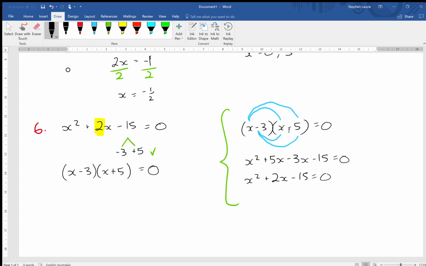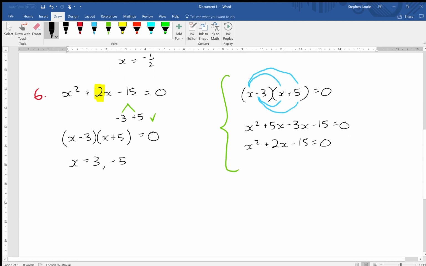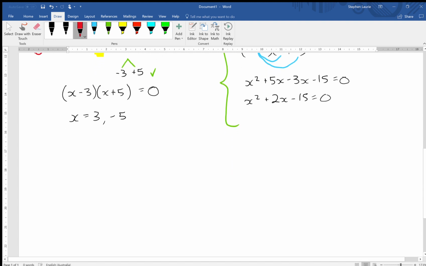And based on what we've done in the previous couple of examples, we can see that x must equal 3 or negative 5. If you're not sure about that, go back and check the past couple of ones that we did. Rewind the video a little bit. Alright, 7.